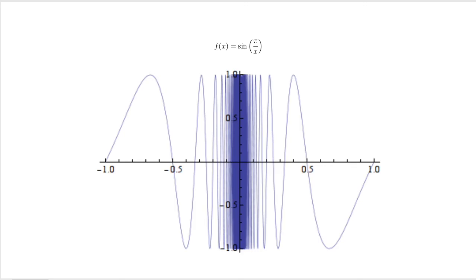Neither limit exists because it's not getting closer to any real number. It's just going between negative 1 and 1 faster and faster.